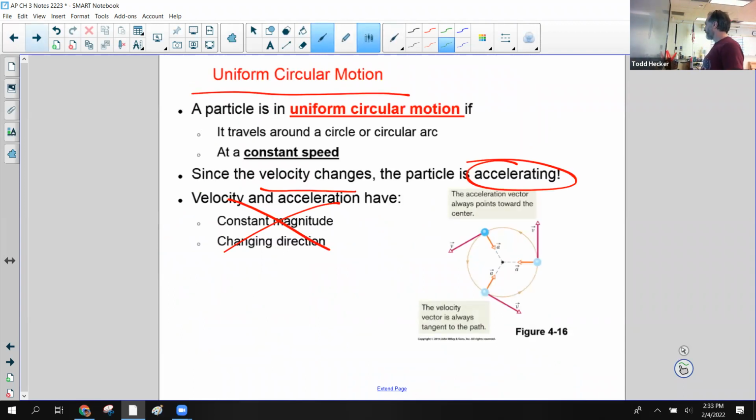Let's see, I think we hit everything here. Sorry, I had my armpit in the camera there. Velocity is always tangent to the path. The acceleration vector points towards the center. This is all centripetal acceleration that we're talking about here.